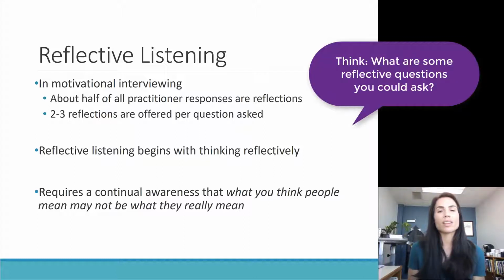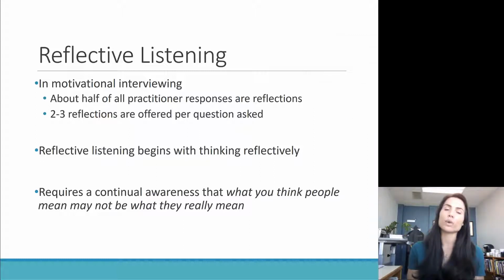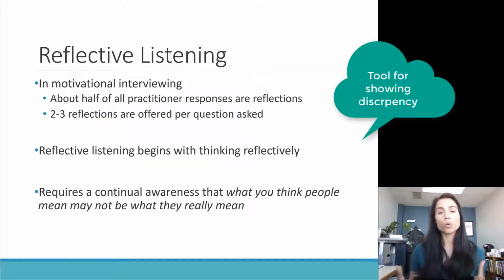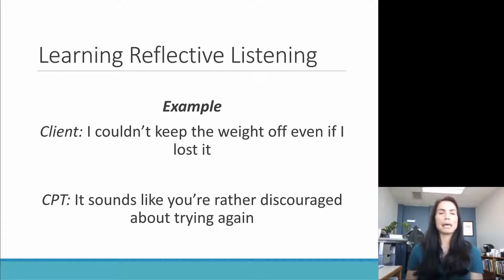Reflective listening begins with thinking reflectively, and it requires a continued awareness that what you think people mean may not be actually what they mean. And so you can utilize reflective listening sometimes to bring your client into an understanding of certain discrepancies that exist between point A and point B, where they are and where they want to be, right? So you can utilize reflective listening as a very powerful tool in helping your client better understand their own behavior. Here's a few examples here.